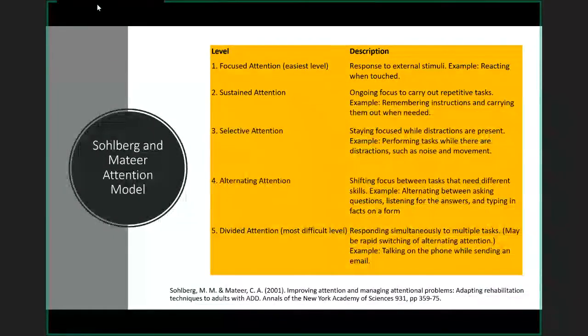And then we look at alternating attention. We look at listening, typing. The example they gave is putting facts on a form, going back and forth, shifting our attention back and forth. You can see how that can become a little more difficult. And when we think about some of our students who test, like in the Disability Center, they need a different kind of environment to test. We're looking at folks who may have some struggles with the selective or the alternating or the divided attention.